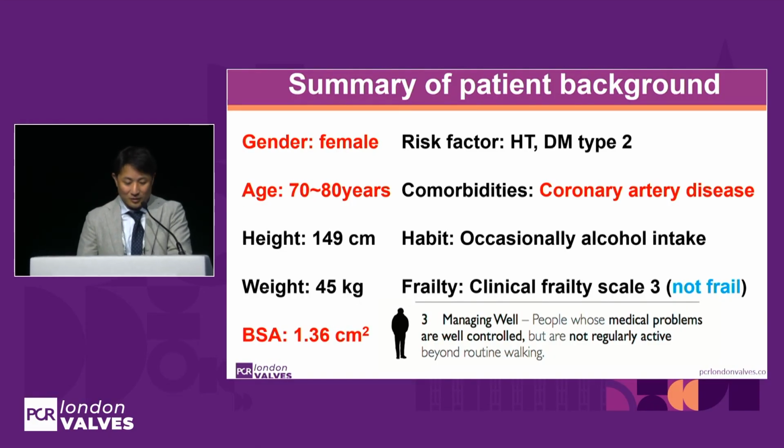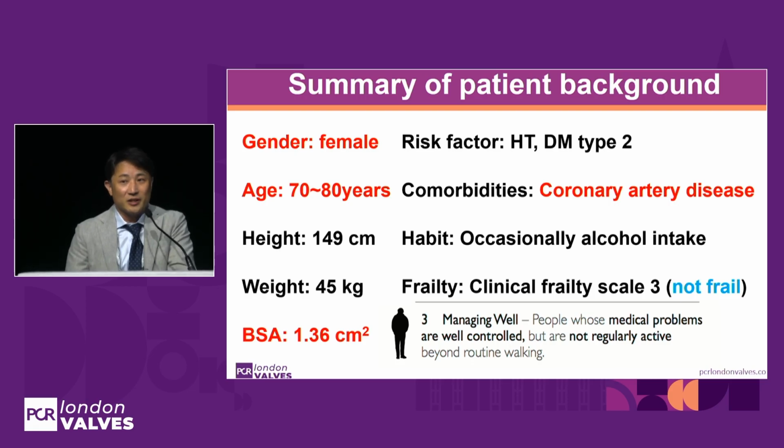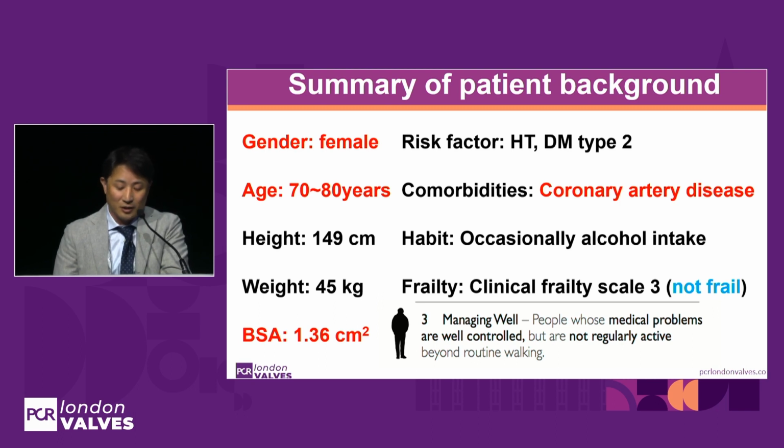This is a case summary of patient background. Patient sex is female and relatively younger in our Asian cohort, 70 to 80 years old. And the body characteristic is quite small. The body surface area is 1.36 square meters, and risk factors are hypertension and type 2 diabetes, with comorbidity of coronary artery disease. And the clinical frailty scale is 3. That means not a frail patient.